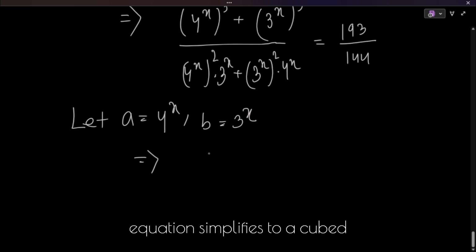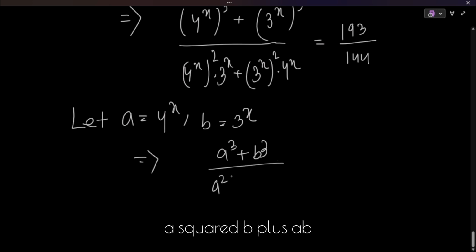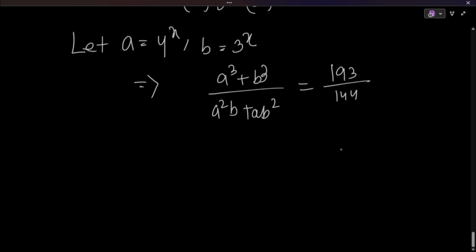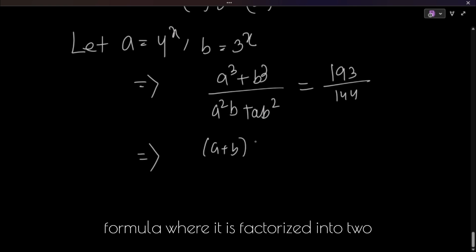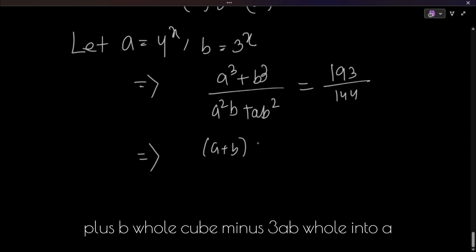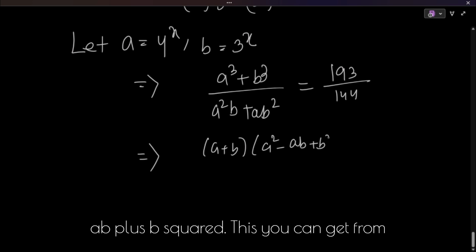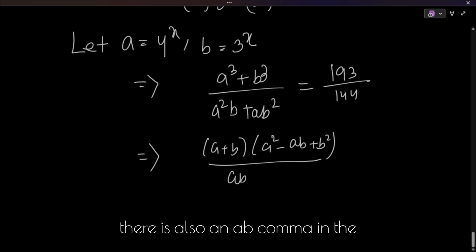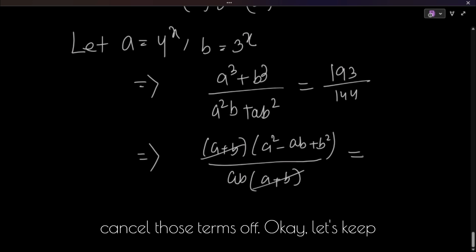And then our equation simplifies to a cube plus b cube divided by a square b plus ab squared equals 193 upon 144. Now you know the formula for a cube plus b cube. So we'll apply the formula where it is factorized into two terms. The other formula is basically a plus b whole cube minus 3ab into a plus b. But let's apply this one, which is a plus b into a square minus ab plus b square. This you can get from the other formula as well, obviously, by taking a plus b common. And if you notice, there is also an ab common in the denominator, which will give you another factor a plus b, and you can basically cancel those terms off.